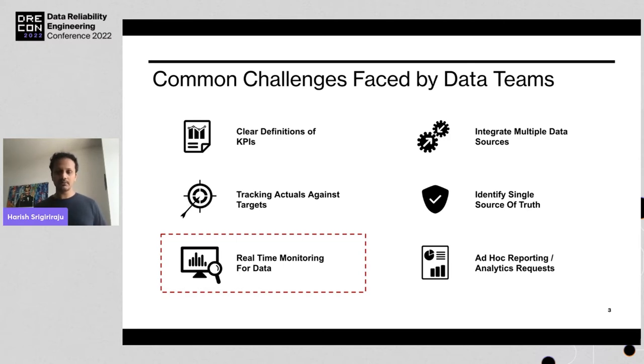Another problem that a lot of teams face is that there are different data sources, and sometimes data is replicated across different sources. So how do you bring all of this data together? How do you integrate it? Integrating data becomes key because you want to be able to stitch different data points together to understand a coherent story from the data or draw useful insights.